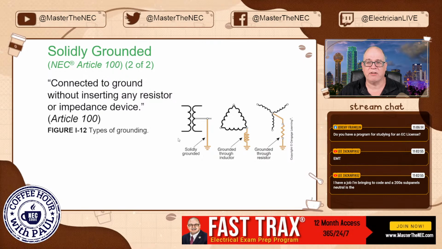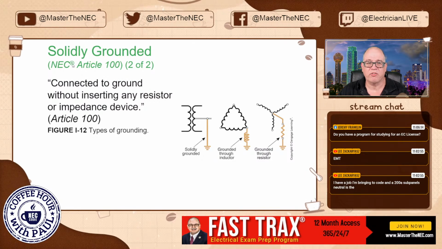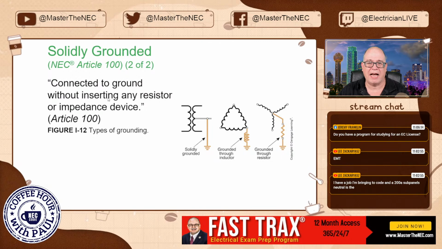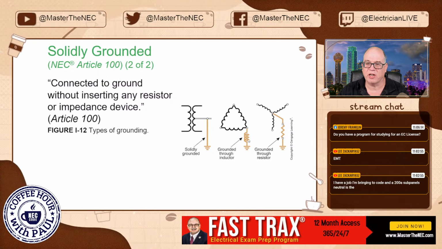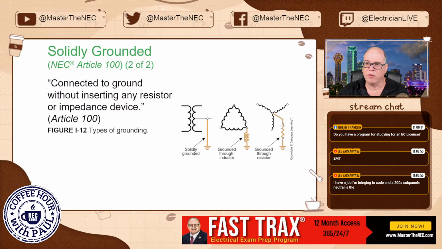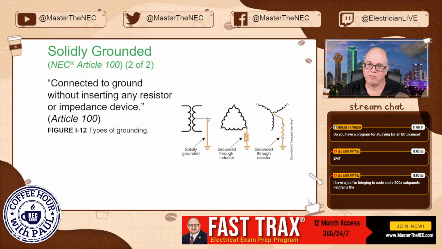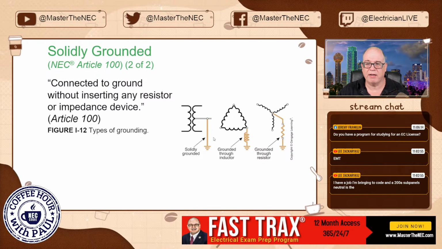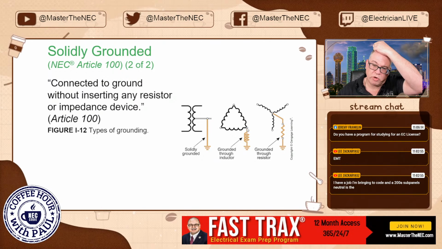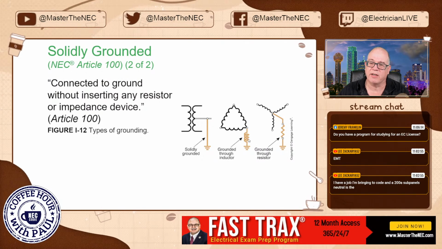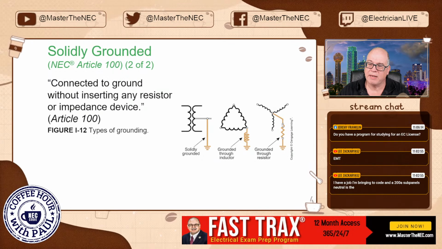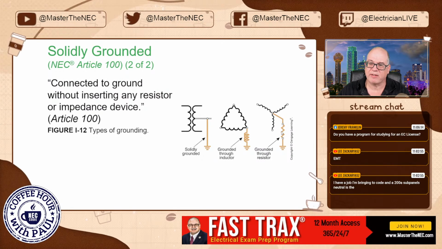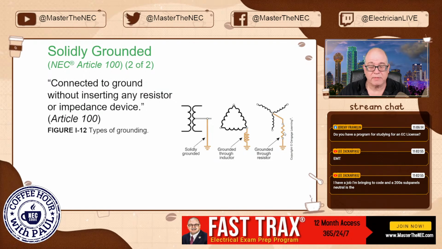So solidly grounded connection. So here's the good one right here. So look, solidly grounded as defined, connected to earth without inserting any resistor or impedance device. So these are just symbols for an inductor, and this is a symbol for a resistor. So this connection to earth right here, solidly grounded. So this being a delta transformer, corner grounded, this is through an inductor, and this is center tapped through, and it's between, this is the grounding electrode conductor. Then it makes connection to what? It makes connection to the resistor, okay? There you go.